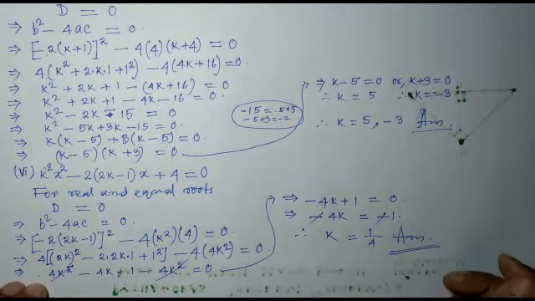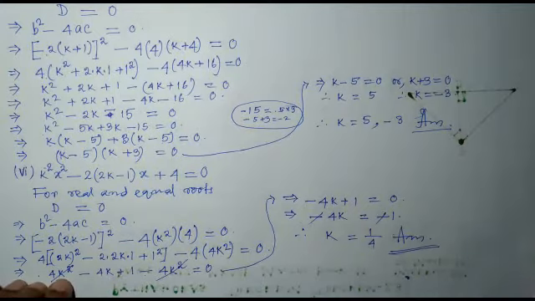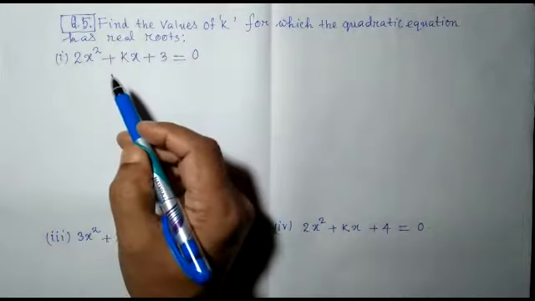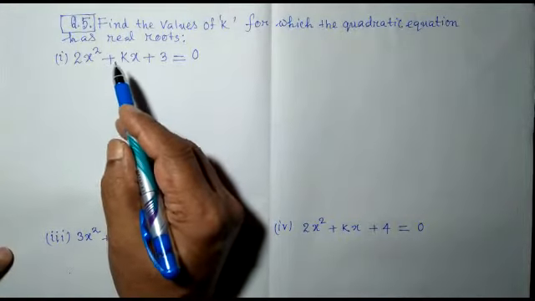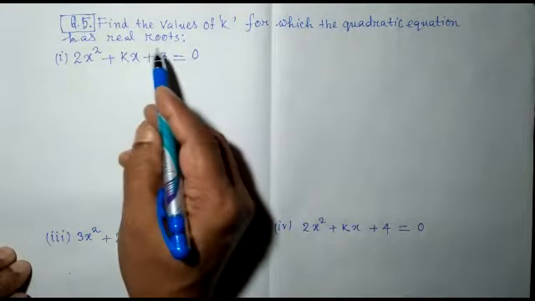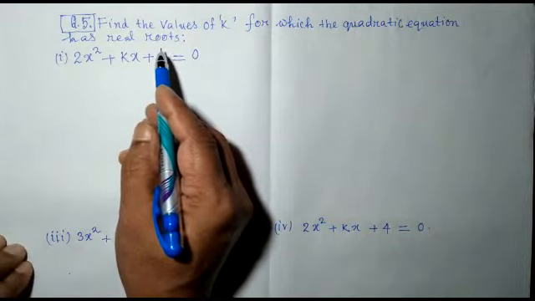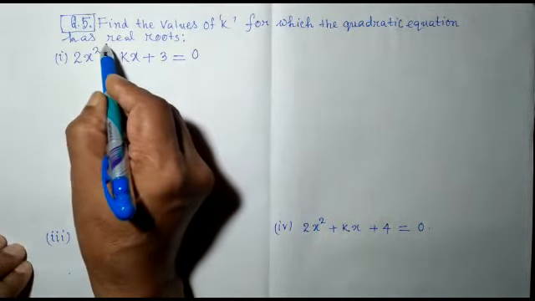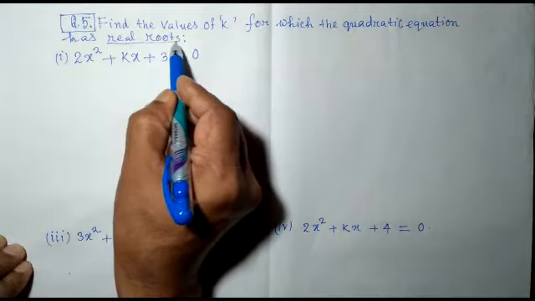So next we will do question 5. So look, question number 5. Find the values of k for which the quadratic equation has real roots. The quadratic equation has real roots. Look at this part, real roots.